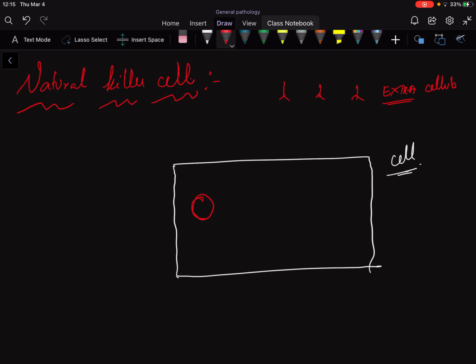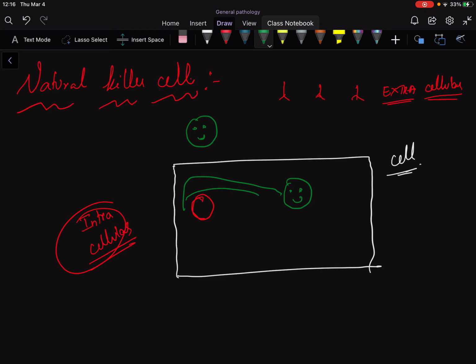Extracellular. But the virus is present inside the cell, so it is intracellular, right? So the virus is escaping from the antibodies, so it means it is escaping from the defense mechanisms. So here come our natural killer cells. They are very smart. Natural killer cells can enter into our cells and they can engulf this entire pathogen.